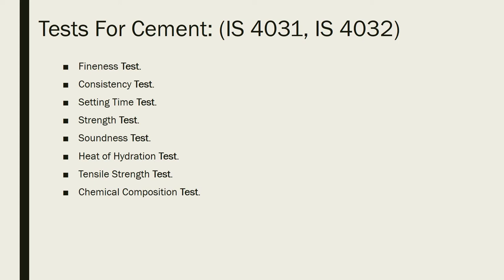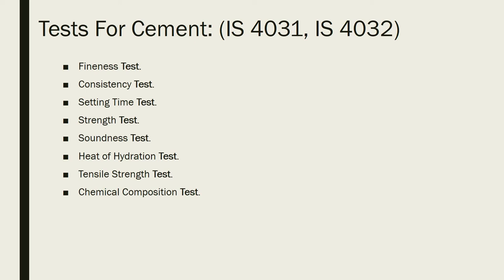Now let's see what the different tests performed for cement are. For cement we have the fineness test to see how fine the cement is, then the consistency test, then the setting time test. The setting time test is important to see how much time it takes for setting. There are two types of setting, initial setting time and final setting time. Vicat apparatus is used for this particular test.